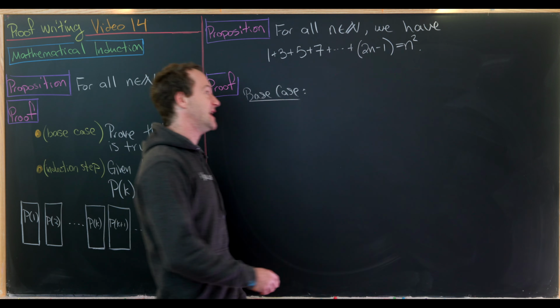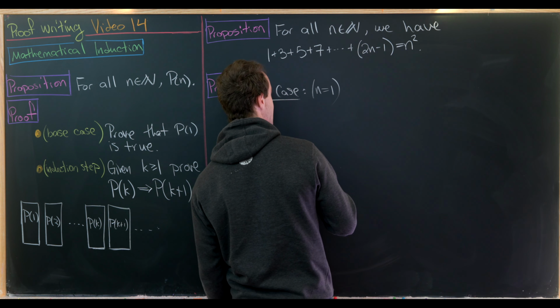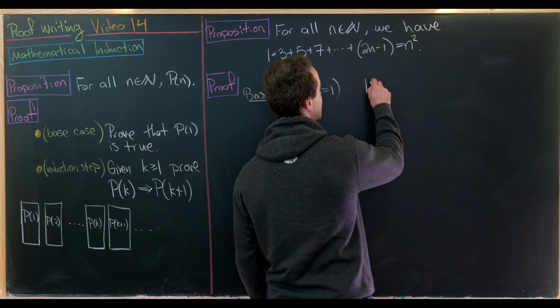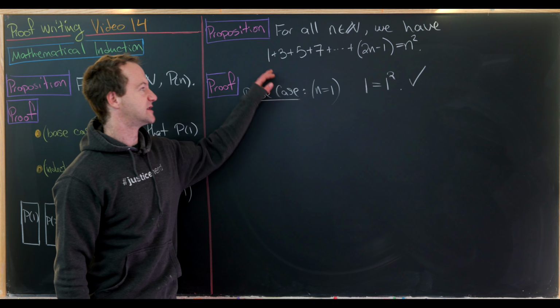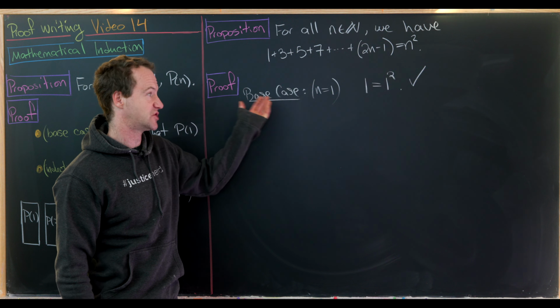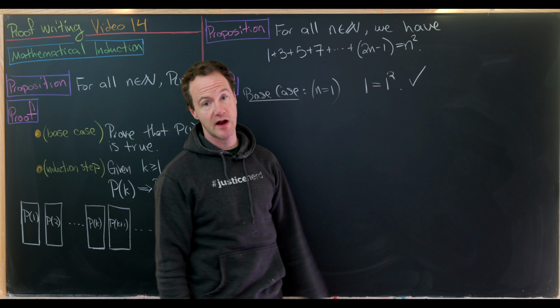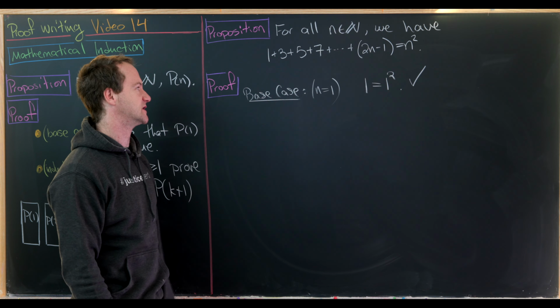Okay, so our base case will be the n equals 1 case here. And notice the n equals 1 case is simply 1 equals 1 squared. So that's okay. Notice that if we're just summing the first odd natural number, that's just 1. And the first square of the odd natural numbers is just 1 also, so 1 squared. So we're good to go there.